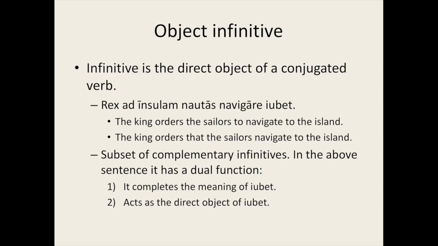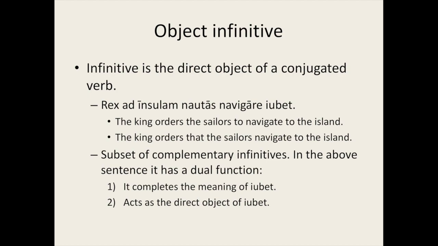The object infinitive is an infinitive which is the direct object of a finite verb. In this example, rex ad insulam nautas navigare iubet: the king orders the sailors to navigate to the island. The verb navigare both completes the meaning of the verb iubet and also acts as the direct object of iubet. If we omit navigare, we get the king orders the sailors to the island, a sentence we can still understand.